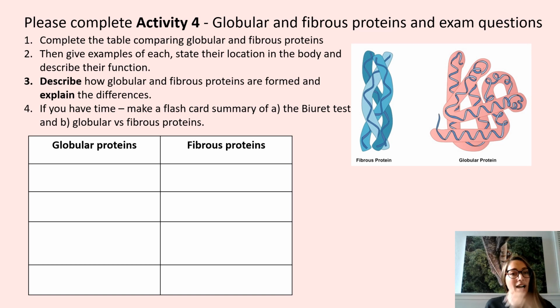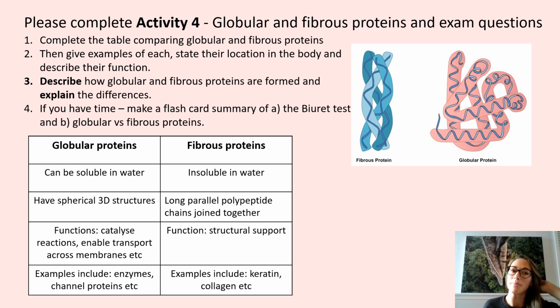Okay, so the answers for activity 4, we should have in the table a few things like this. So globular proteins can be soluble in water and also have a three-dimensional structure, for example, like enzymes. The function, so if it was something like an enzyme, then it might catalyze reactions, or they might be transport proteins embedded in the membrane that help substances get from one side of the membrane to the other. And again, shape is really important there because they'll have a specific shape for whatever they're transporting.